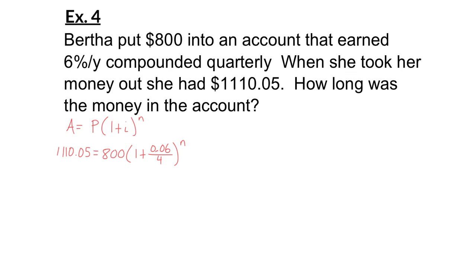Compound interest formula. We know A is $1,110.05. We know P is $800. We know the interest rate was 6% per year, compounded quarterly. So I is 0.06 divided by 4. We don't know what N is.